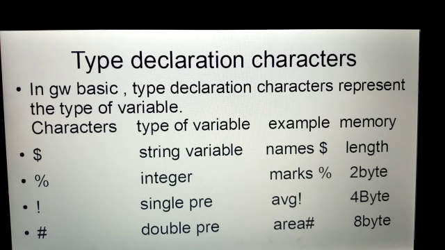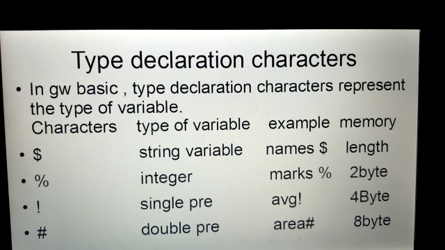The next is the percentage sign. The percentage sign represents the type of variable integer, for example marks, percentage. When you use the percentage sign, the memory required is 2 bytes. Next is the exclamation sign, also called the single precision sign. When you use it, you can store up to 6 digits accurately, and this requires a memory location of 4 bytes.